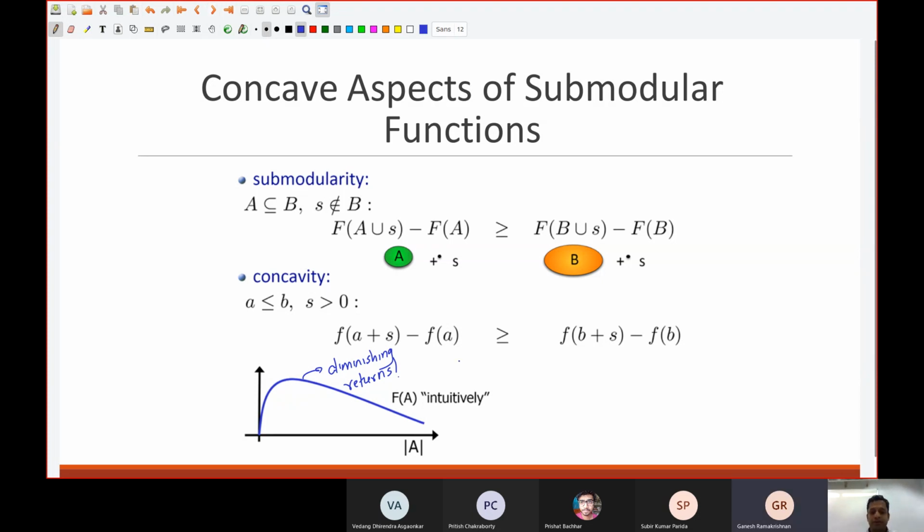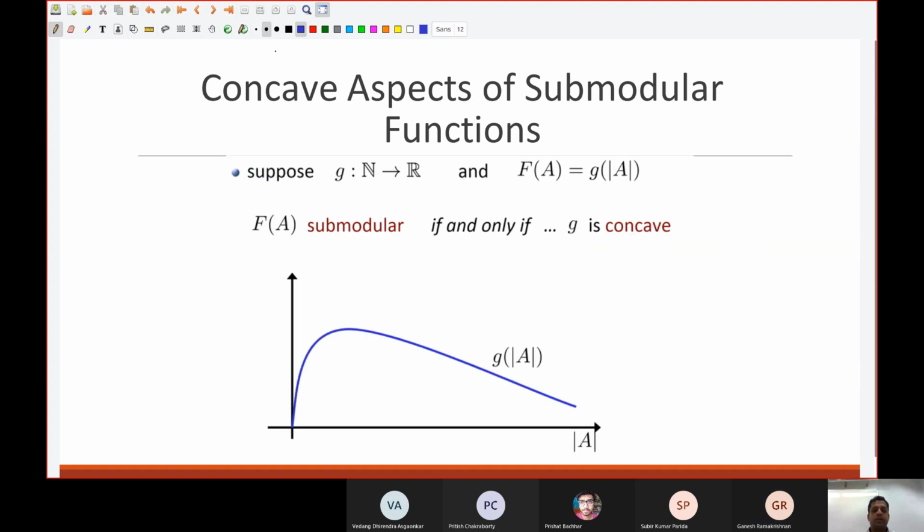So this is what we have seen, right? Now it turns out that there's something even stronger in terms of connection with concavity. I had promised this will come up later. Now it has come up. The fact is, if F_A is submodular, where F_A is defined as a function G on the cardinality of A, then it must be that G is concave. And if G is concave, then it must be that F_A is submodular.